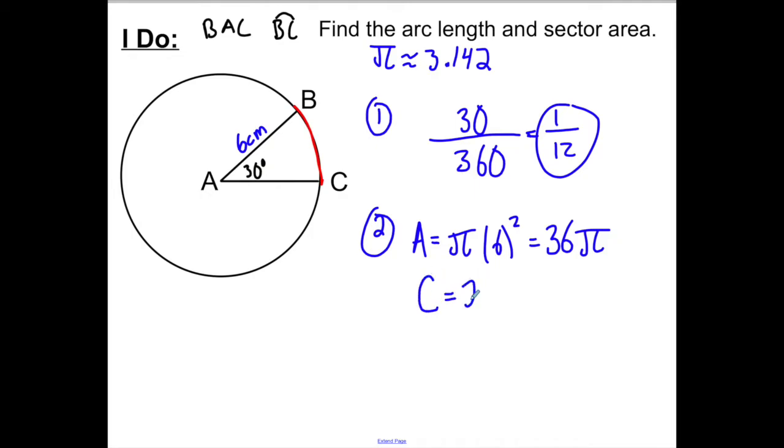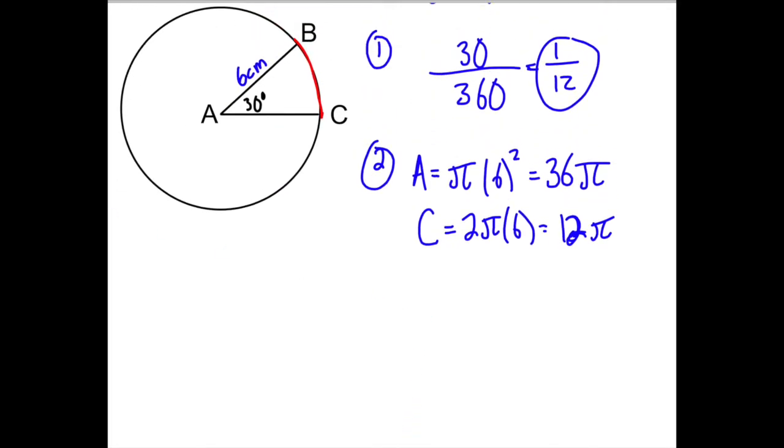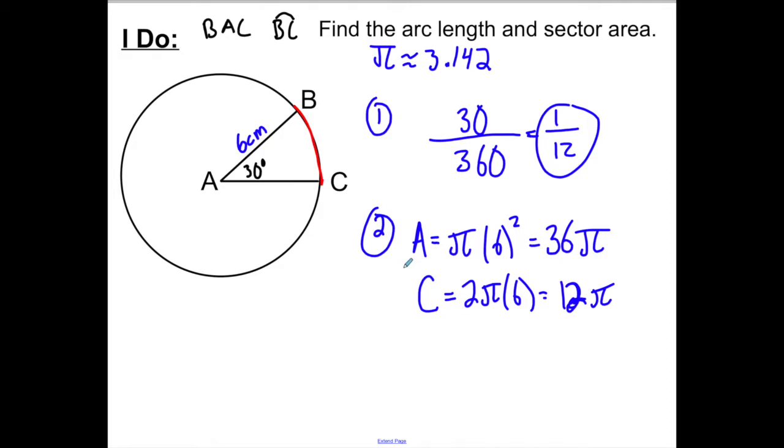Circumference is equal to 2 times pi times 6, which is equal to 12 pi. Now, the fact that it's a third of the area, that's just a coincidence. I wouldn't look too much into it. There's no real rule there. All right, if you want an example, this 14 was not a third of 49. Okay?